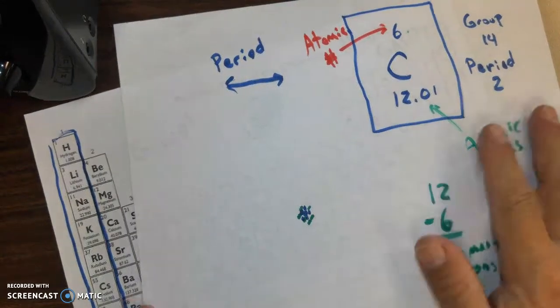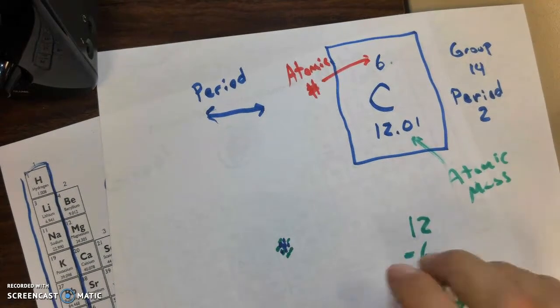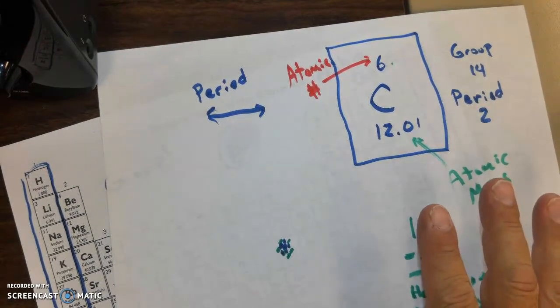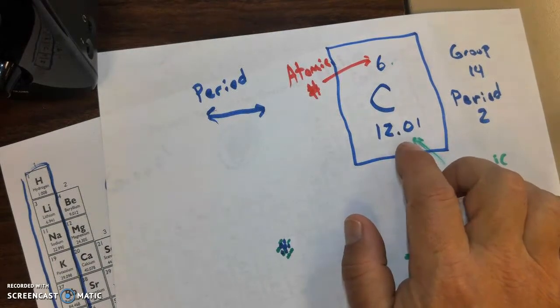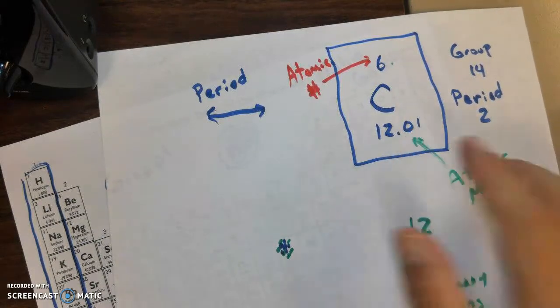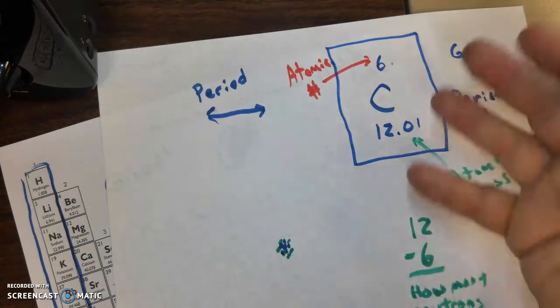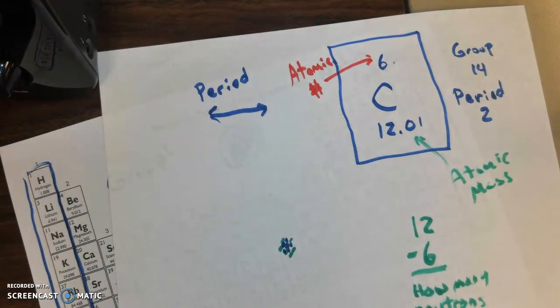Now the reason it's not an exact number, it's 12.01, that's because most carbon atoms have 6 neutrons, and every now and then one has 7, just enough to throw the average off. So because there's no charge on a neutron, you can change the number of neutrons. It's still neutron. Okay.